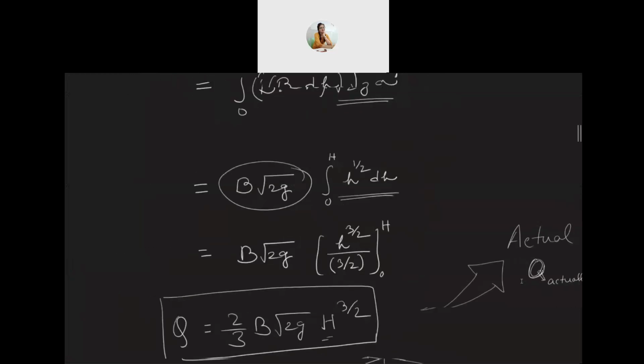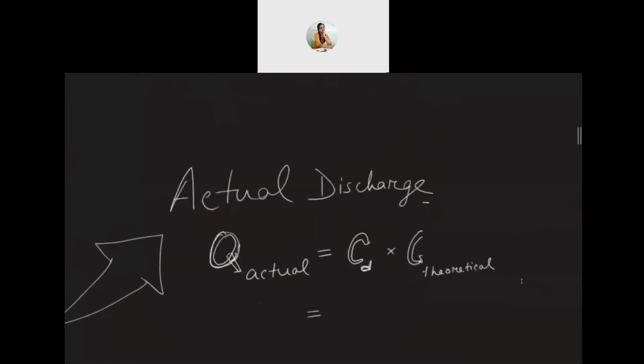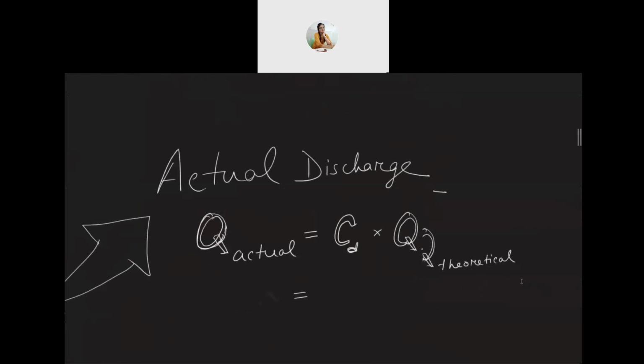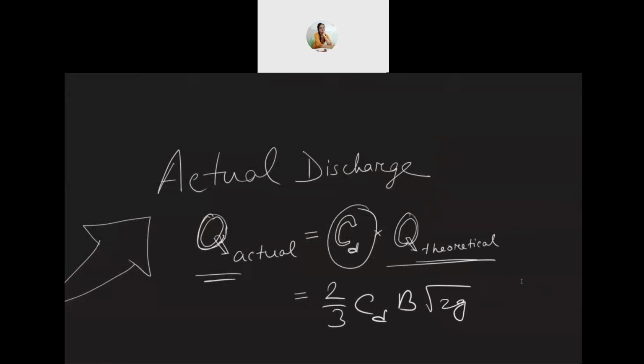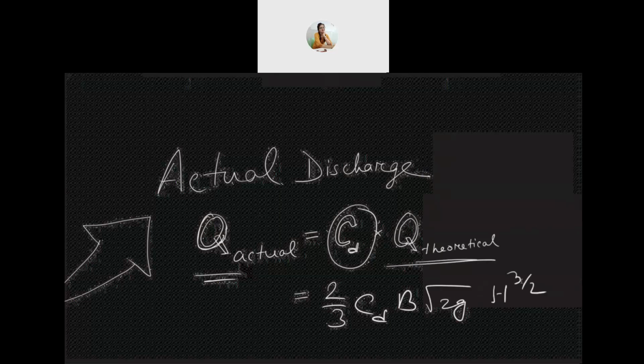Now again, this is actually the theoretical discharge. The actual discharge will again be given as Q actual equal to some coefficient Cd multiplied by the theoretical discharge. And therefore, the expression becomes 2 by 3 Cd multiplied by B root over 2g and H to the power 3 by 2. So that's how we find out the expression for discharge over a rectangular notch.